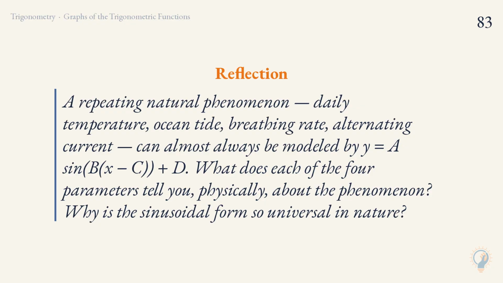A repeating natural phenomenon, daily temperature, ocean tide, breathing rate, alternating current, can almost always be modeled by the standard sinusoidal form. What does each of the 4 parameters tell you, physically, about the phenomenon? Why is the sinusoidal form so universal in nature?